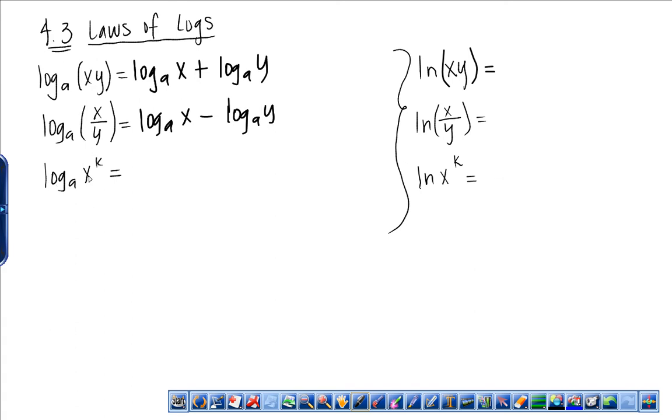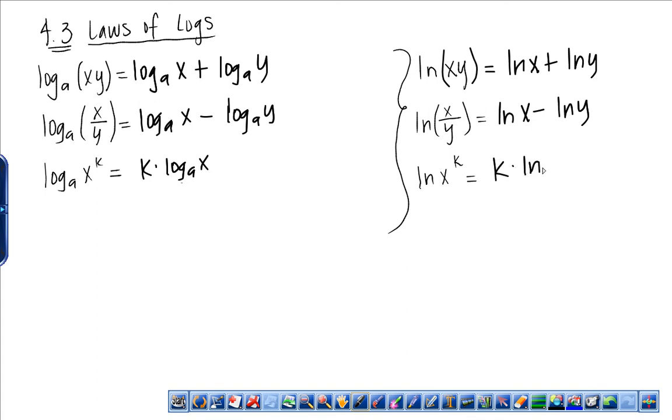When you have log base A of x raised to the k, your k is now going to become your coefficient. So it's going to be k times log base A of x. Now I wrote this out in natural log as well so that you could see that these same rules apply to the natural log. So natural log of xy is still natural log of x plus natural log of y. And then natural log of x over y is still natural log of x minus natural log of y. And then when you have natural log of x raised to the k, your k becomes the coefficient, so it's k times natural log of x.